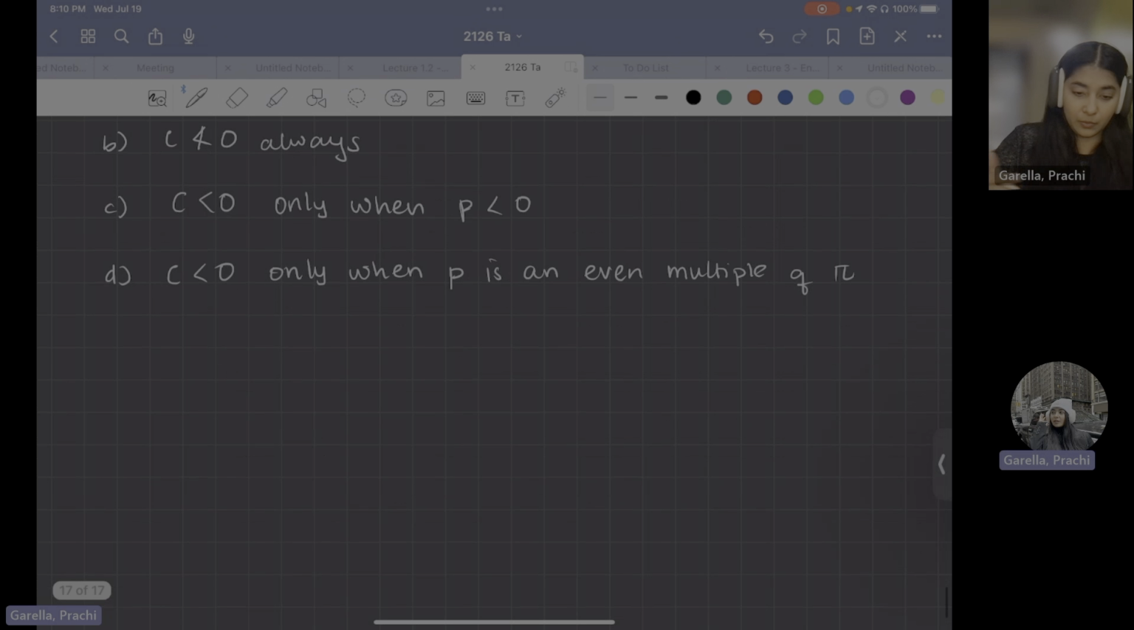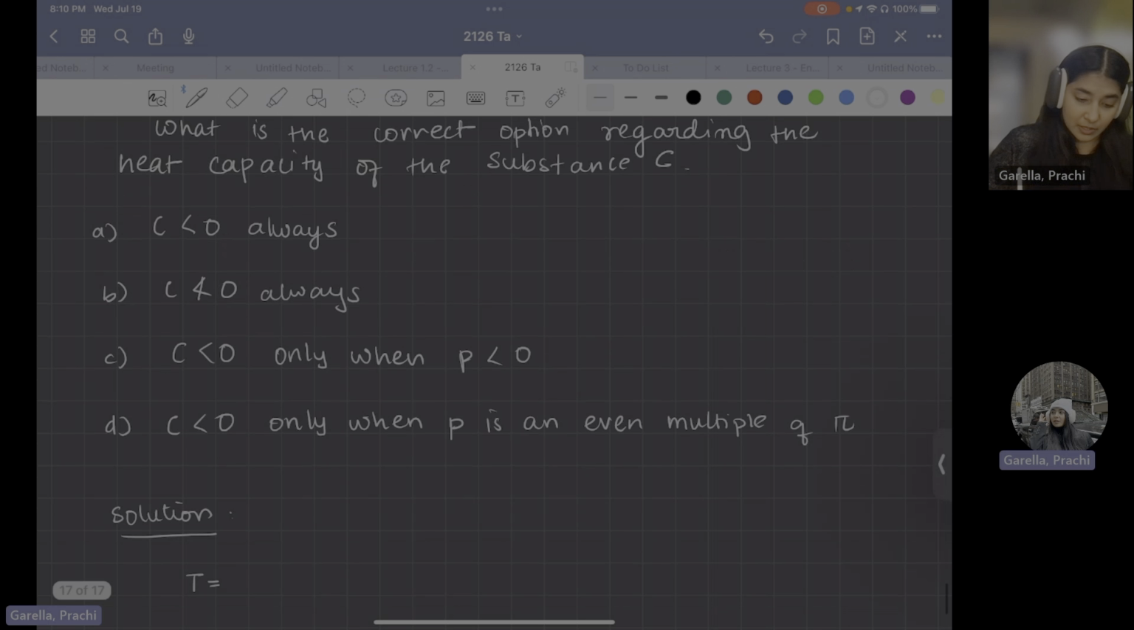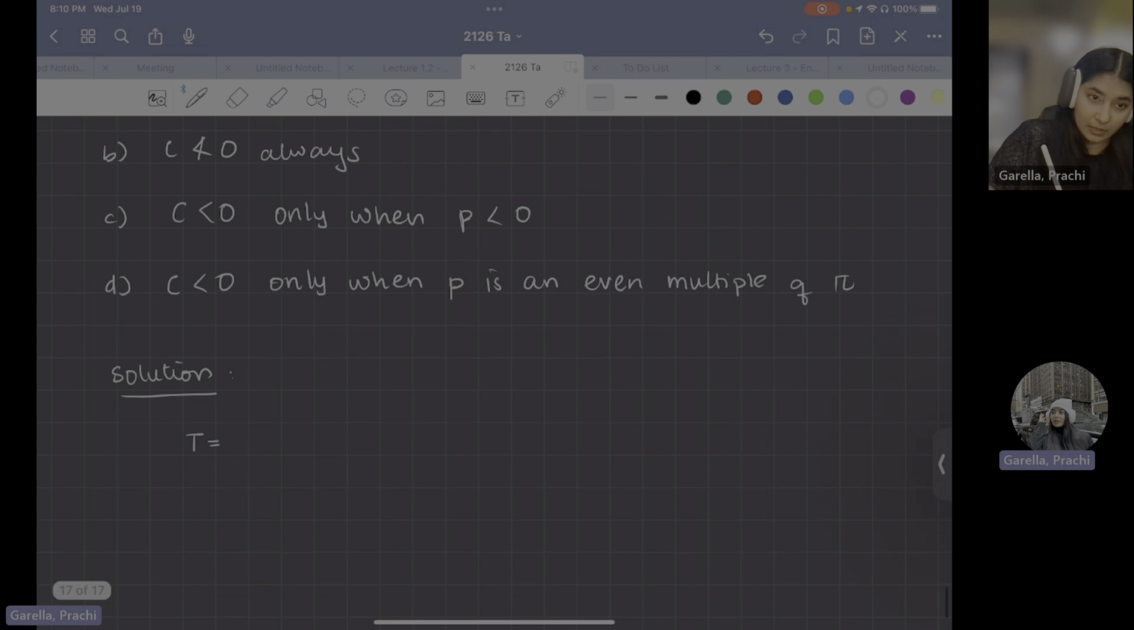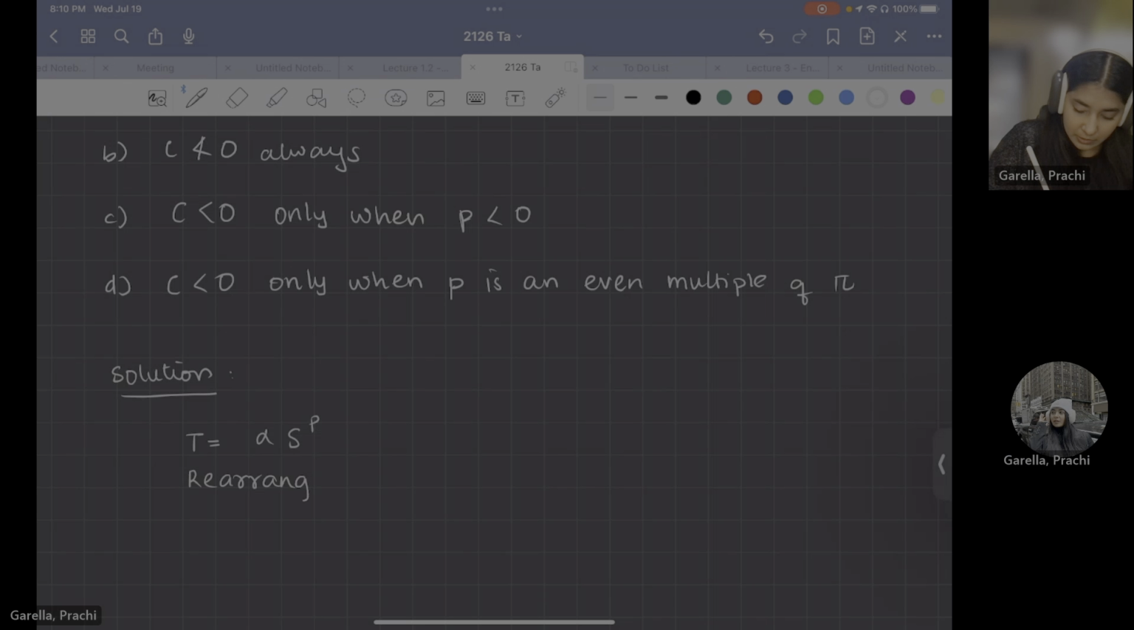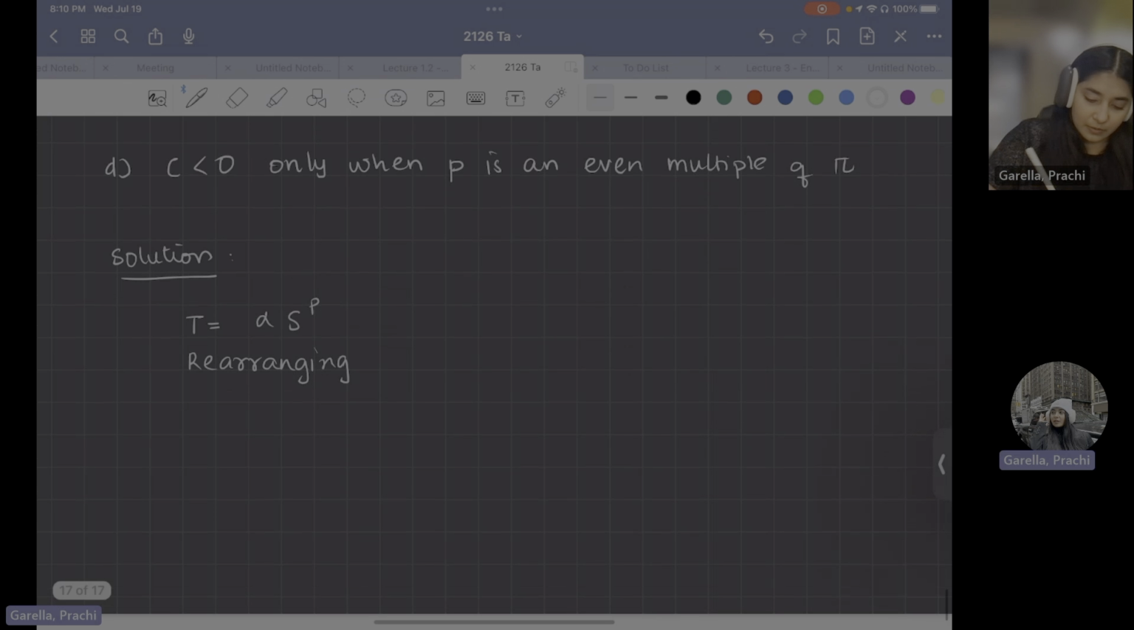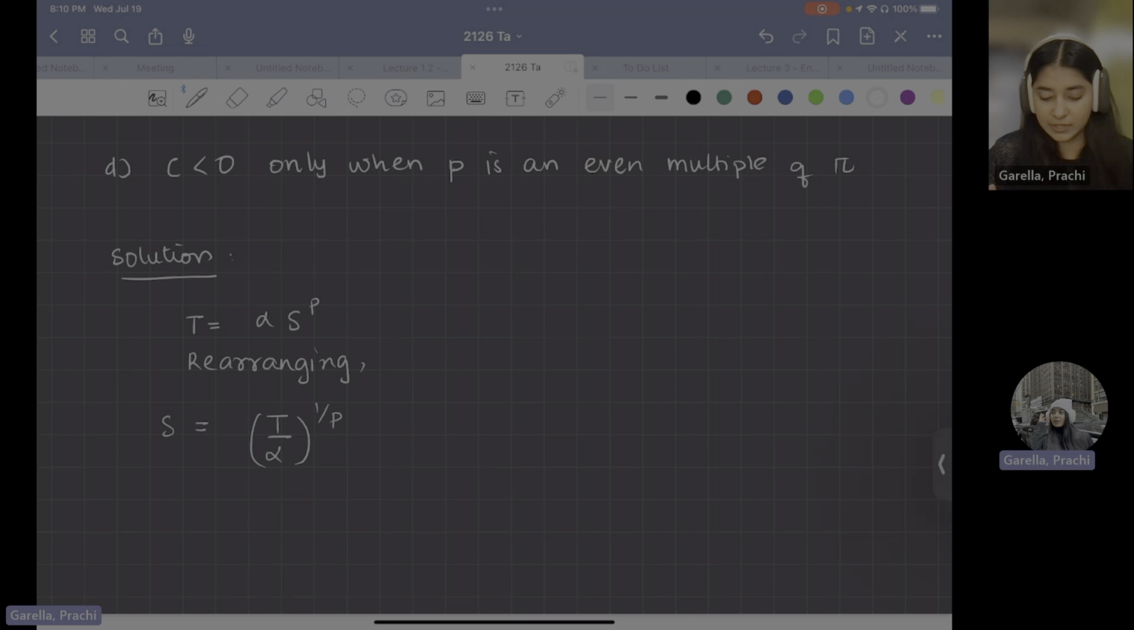Okay, so hoping that you've tried to attempt. So here's the solution. The expression that we're given is where we're going to start. We are given that T is alpha S to the power P, where S is the entropy. And if we rearrange, we can write this as S equals T over alpha to the power 1 over P.